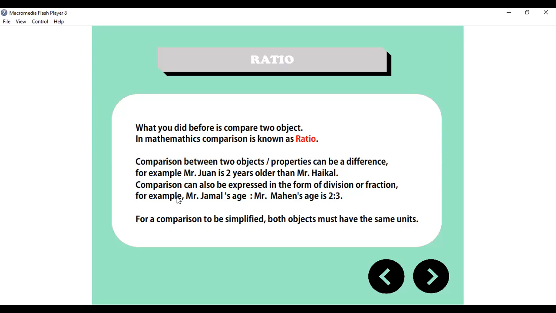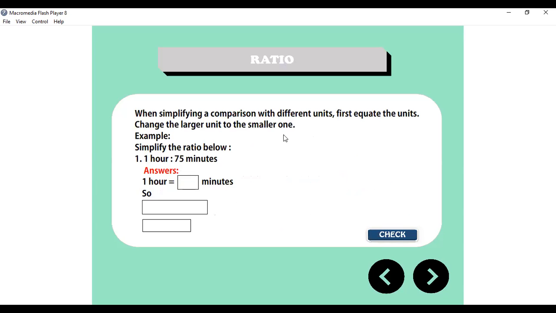For example, Mr. Jamal's age to Mr. Mahen's age is 2 to 3. For a comparison to be simplified, both objects must have the same unit. When simplifying a comparison with different units, first equate the units, and then change the larger unit to the smaller one. For example, simplify the ratio below: an hour to 75 minutes. First, we have to change an hour into minutes. We know that an hour equals 60 minutes.